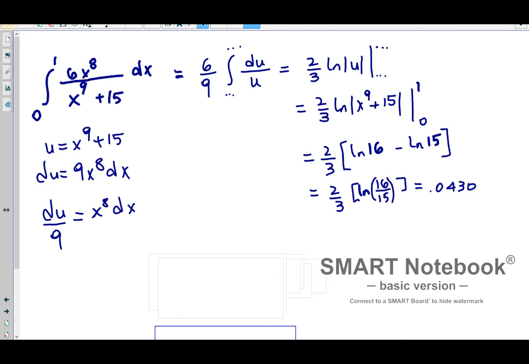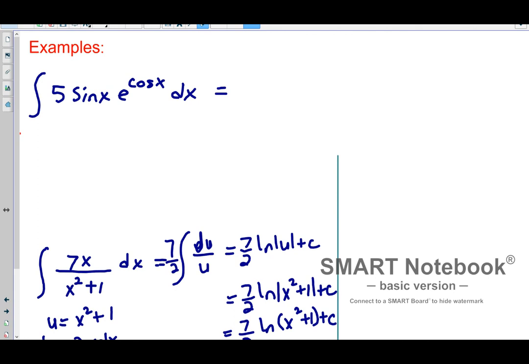And the last example I'd like to take a quick look at with you is this one right here, the integral of 5 times sine x times e to the cosine x. What would be a good choice for you here? Let u be sine x or let u be cosine x? If you said cosine x, you are correct.